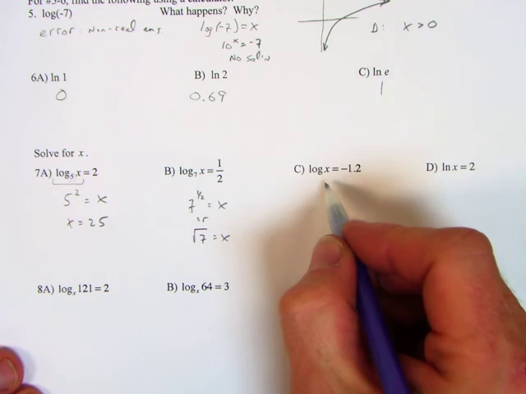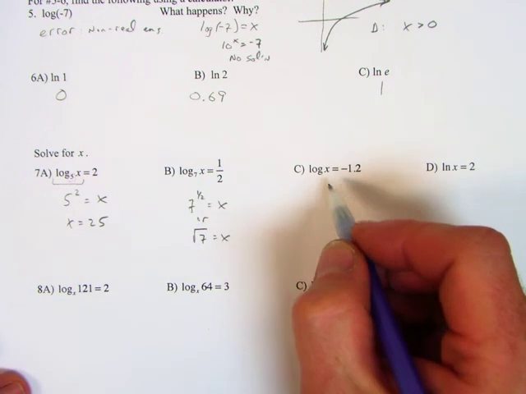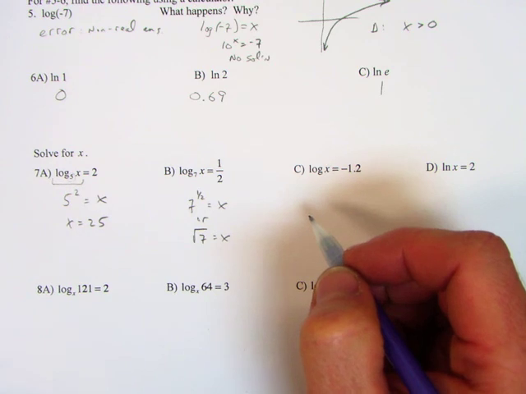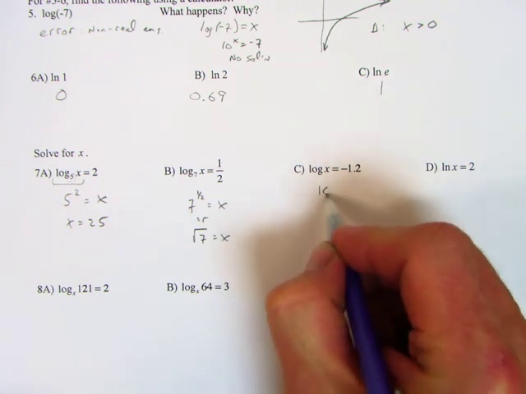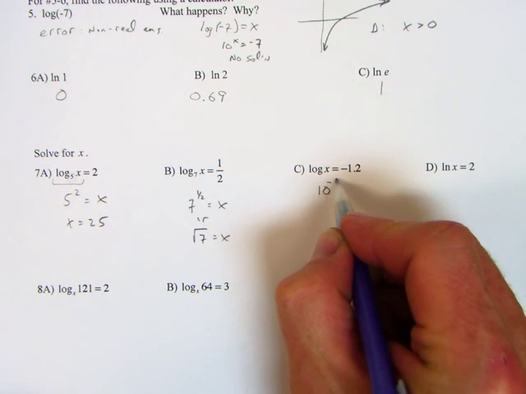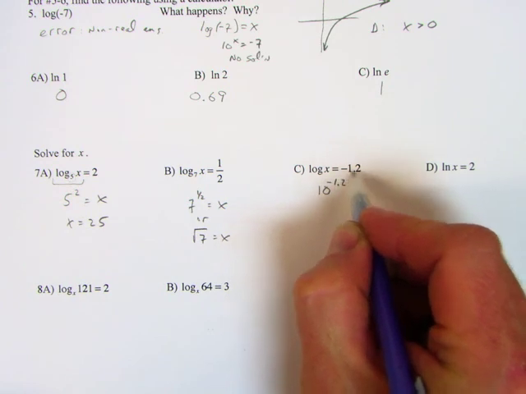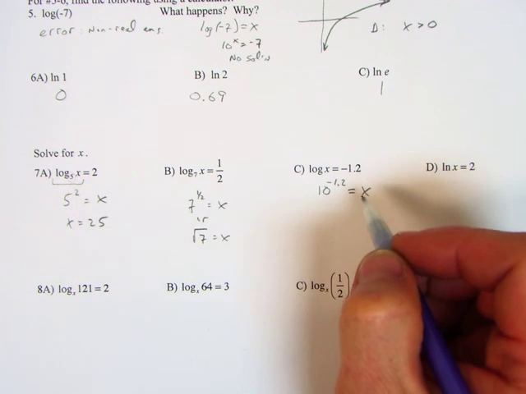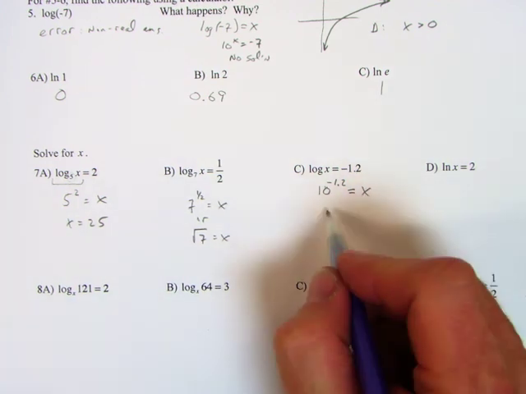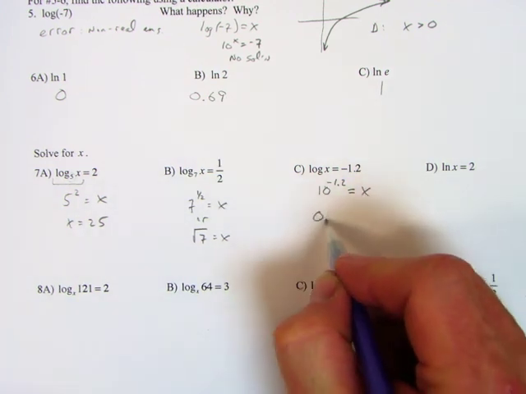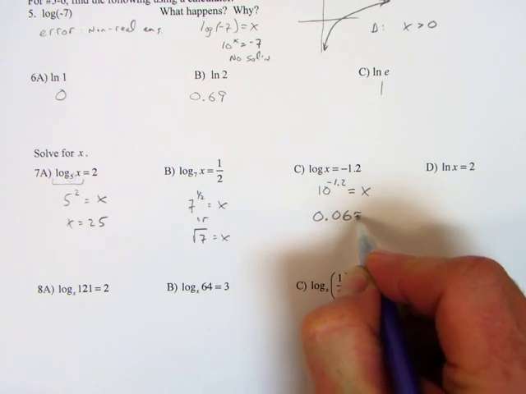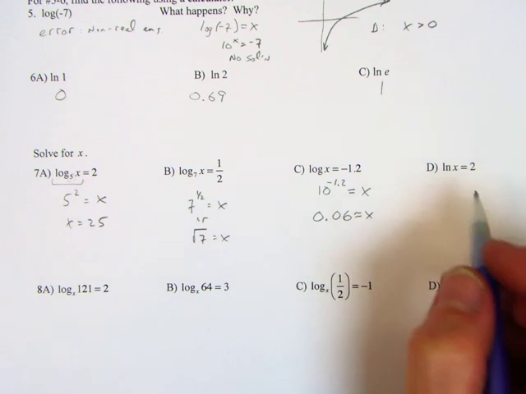Here, this just says log of x. It doesn't have a base written down. What is that base? Well, like we said earlier, that is the common log, or a base 10 when it's not written. So we have 10 to the exponent of -1.2 equals x. Now you could type that in on your calculator, and if we were only going to 2 decimal places, it would give us 0.06.